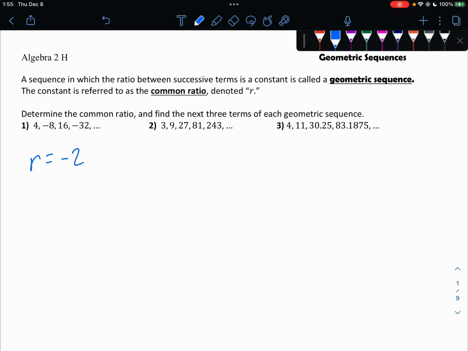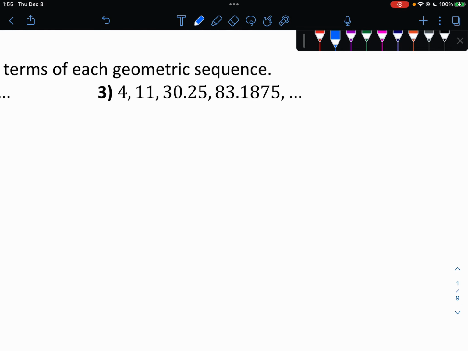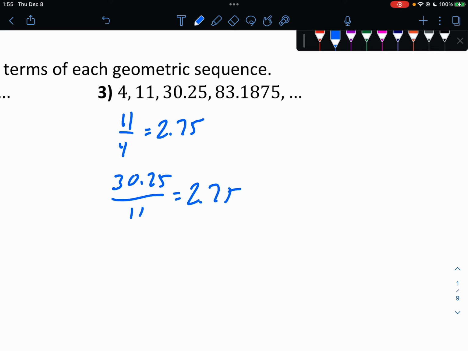Next one, we're multiplying each term by 3. Okay, the last one might not be as easy to see. Let's see here, 11 divided by 4. You are allowed to use a calculator to help you with this, as I am now. 2.75. Let's make sure that they all are that. So 30.25 divided by 11, 2.75. And then 83.1875 divided by 30.25. Same thing. So our R is 2.75.